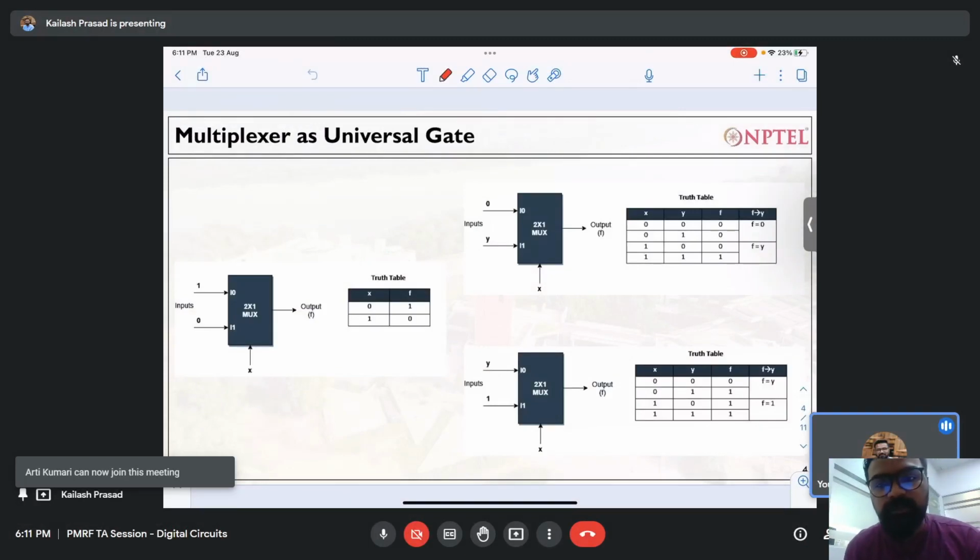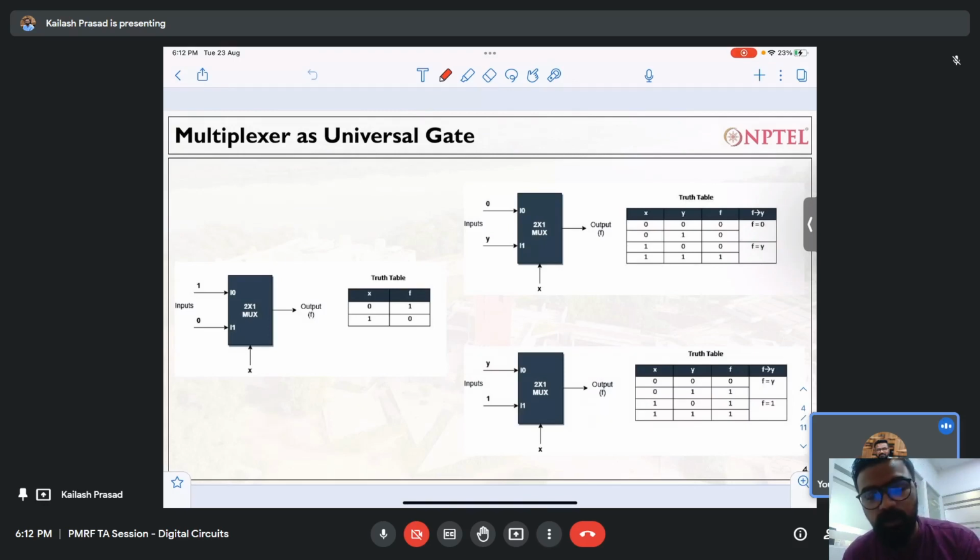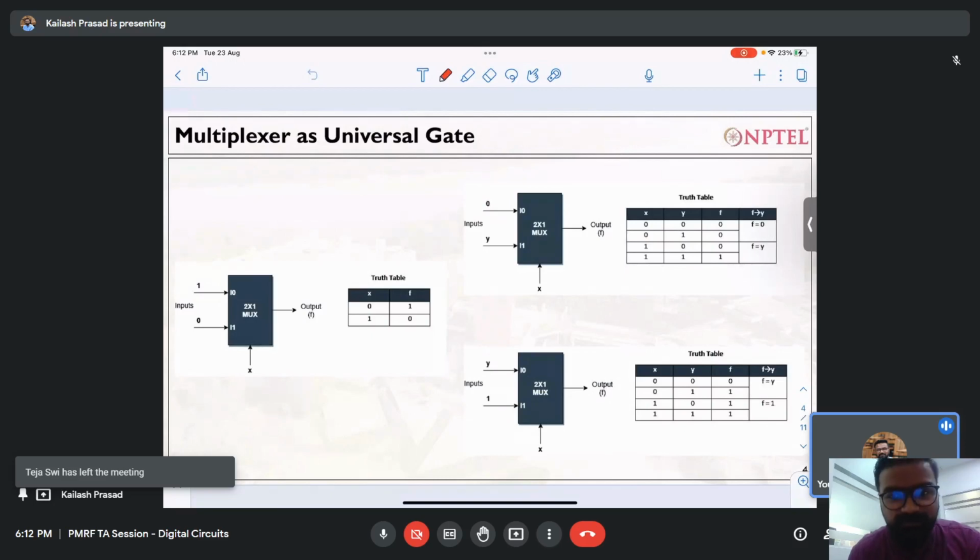Before proceeding, I have not put many questions on multiplexer, but I have two slides on multiplexers as a universal gate. We know that NOR gate and NAND gate are universal gates, right? But do you know that multiplexer is also a universal gate? If you can design all the gates using a multiplexer, you can virtually design any complex circuit using a multiplexer. So the very first part of today's session is to design all the basic gates using a multiplexer.